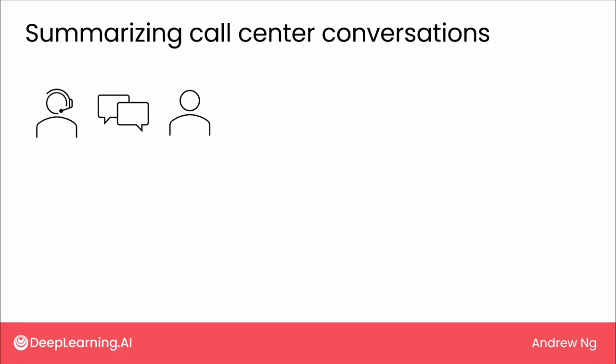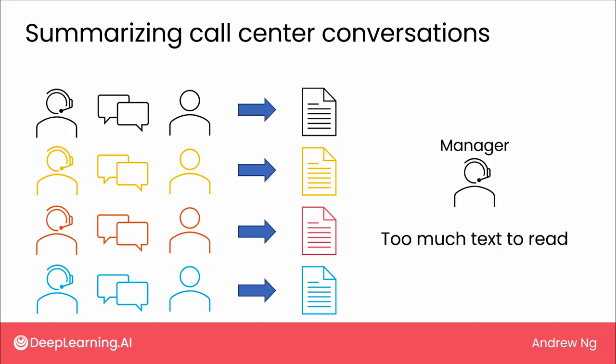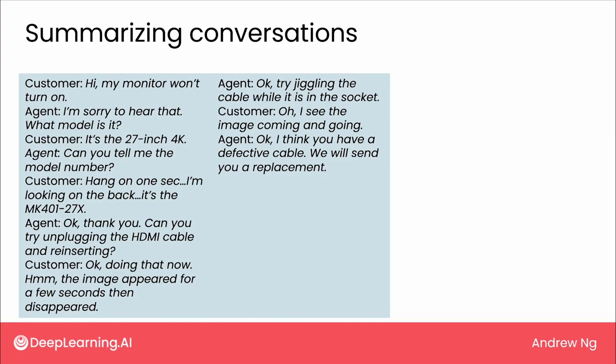If you have permission to record these phone calls between the agents and the customers, you can then run the phone calls through a speech recognition system to get a text transcript of the conversation. And if you have many customer service agents having conversations, you end up with a lot of text transcripts. If you want to review what's going on in your call center, you probably end up with too much text to read. Given a text transcript like this between the customer and an agent, what really happened in this call?